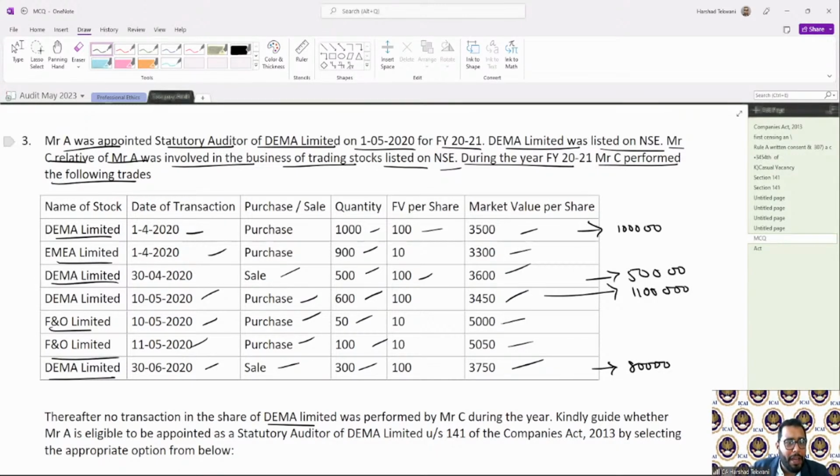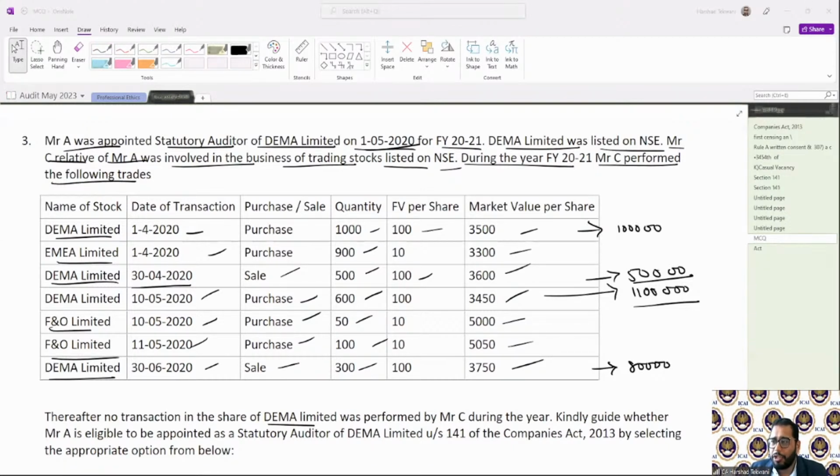Now, Mr. A was appointed statutory auditor on 1/5/2020. At the time of appointment, on 1/5/2020, the face value was 50,000 because the transaction of sale had occurred on 30/4. So the face value was less on the date of appointment. So on the date of appointment, no issue. Subsequently, the face value increased.